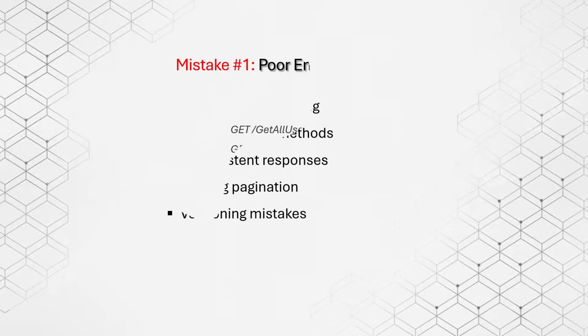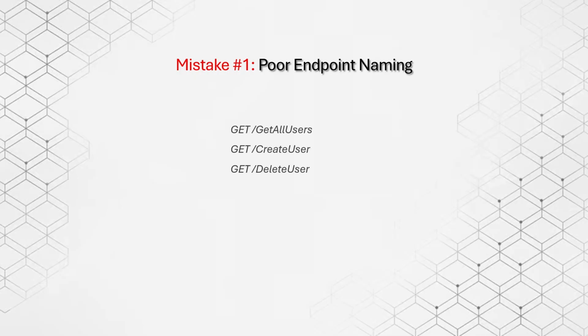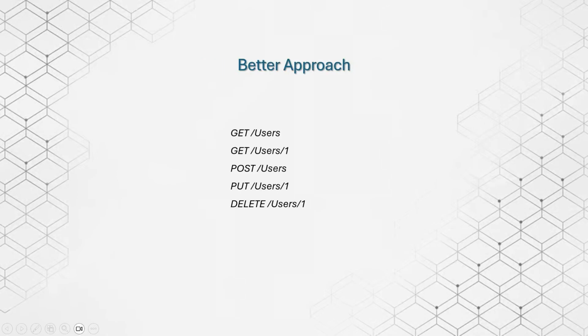Let's start with one of the most common mistakes: poor endpoint naming. One common mistake is designing endpoints around actions rather than resources. This often leads to inconsistent and confusing APIs. RESTful APIs typically focus on resources and use HTTP methods to describe the action being performed.